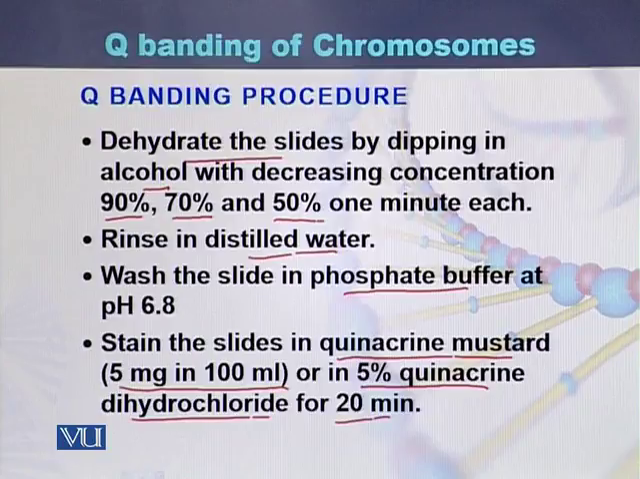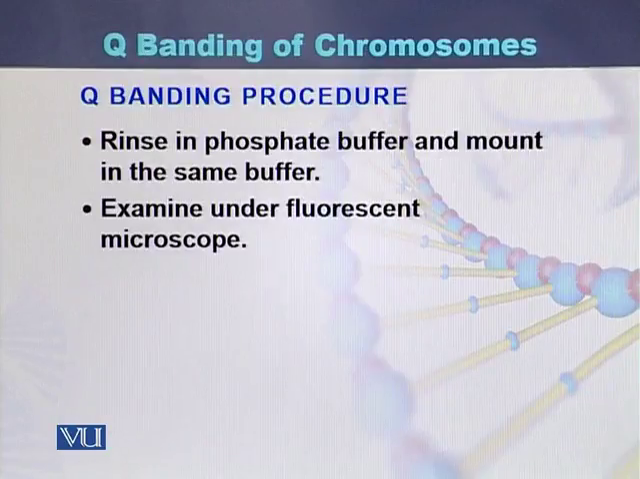When we put the slides in quinacrine mustard, a banding pattern appears on the chromosomes. That banding pattern is called Q-banding. Rinse in the phosphate buffer and mount the slides in the same buffer. Examine the slides under a fluorescent microscope. So this is the procedure of how Q-banding is performed by using the dye quinacrine.